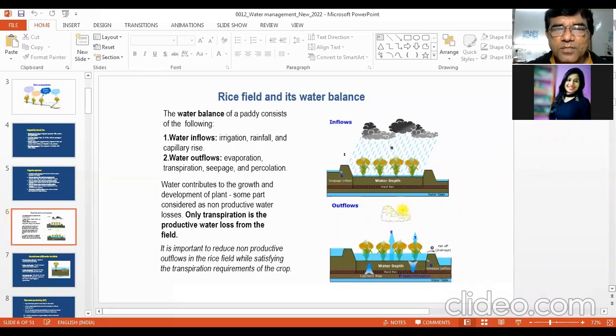And now what are the losses or outflows? Evaporation, transpiration, seepage, and percolation. These are the outflows or losses of water in a paddy field. Some part of the water contributes to the growth and development of the plant, and some part is considered non-productive water loss. Only transpiration is the productive water loss from the field, while losses by percolation, or we can say leaching or seepage, are not productive use of water. So it is definitely important to decrease the unproductive use of water. Make every unit of water productive.